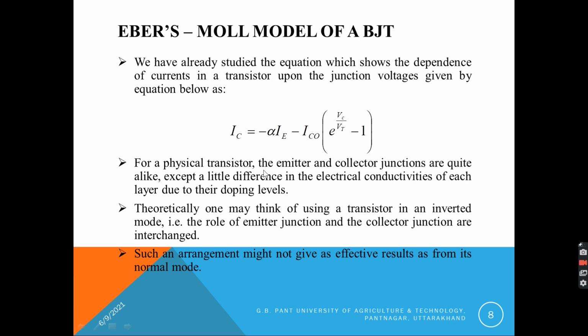For a physical transistor, the emitter and the collector junctions are quite alike. They are basically symmetrical, except for a little difference in the electrical conductivities of these layers, which is because of the different doping levels. Theoretically, one may think of a transistor in an inverted mode, where the roles of the emitter and collector junctions are interchanged. Such an arrangement might not give results as effective as the normal mode of operation.